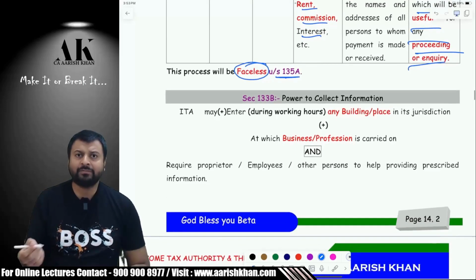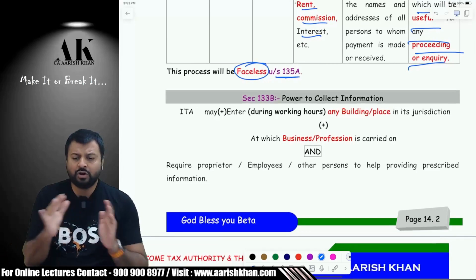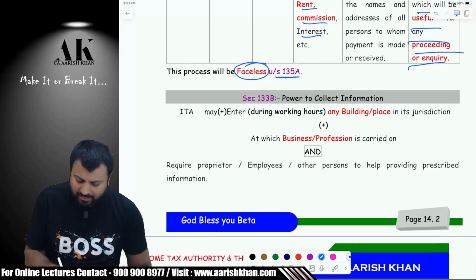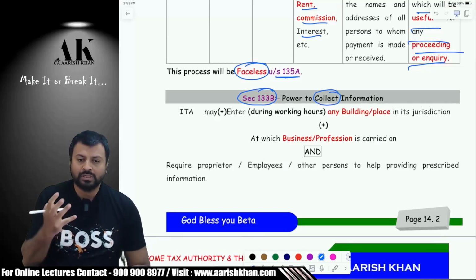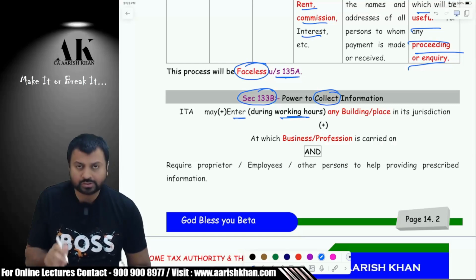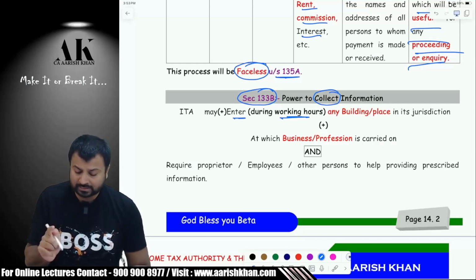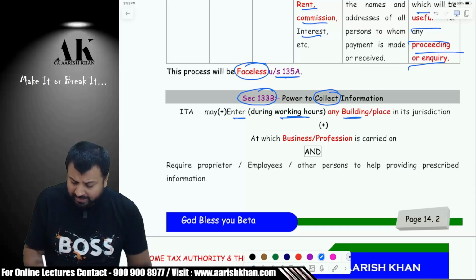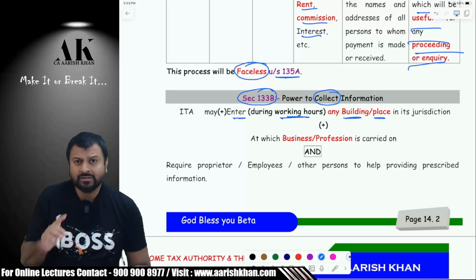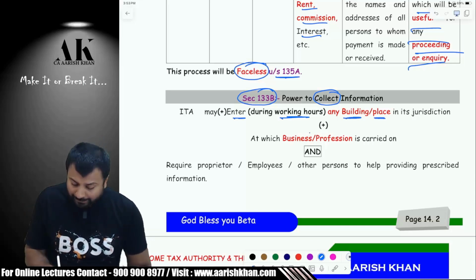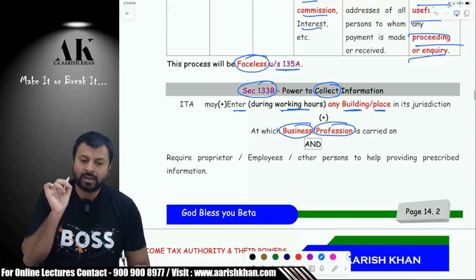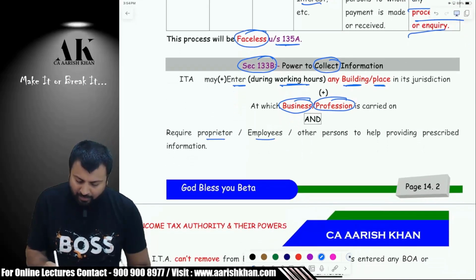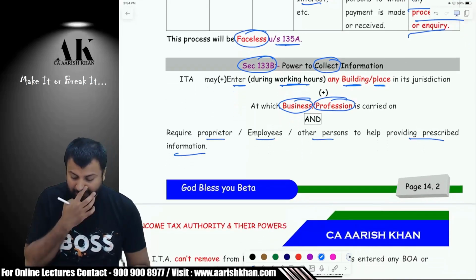Now, if the department has called for information and if you are not giving the information, then under 133B, the department has the power to collect the information from you. They may enter during the working hours, only during the working hours, not after the working hours. During the working hours, they will enter your building, they will enter your place. Which building? Residential building? No. Business building, profession building, where you conduct your business, and they will come and they will ask the proprietor, employees, other person to provide certain important information.